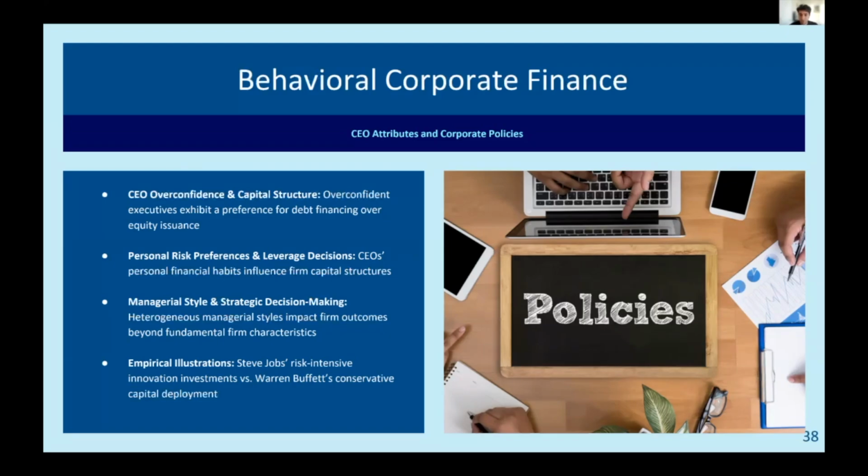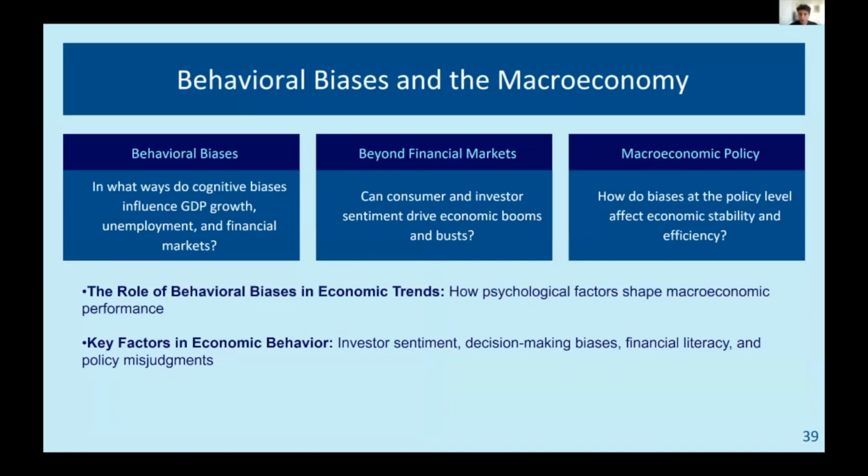For example, Steve Jobs took bold innovation risks at Apple, while Warren Buffett's strategy at Berkshire Hathaway has been far more cautious. These differences show how managerial styles can override firm fundamentals. Investor and managerial biases don't just affect firms, they shape the overall economy.